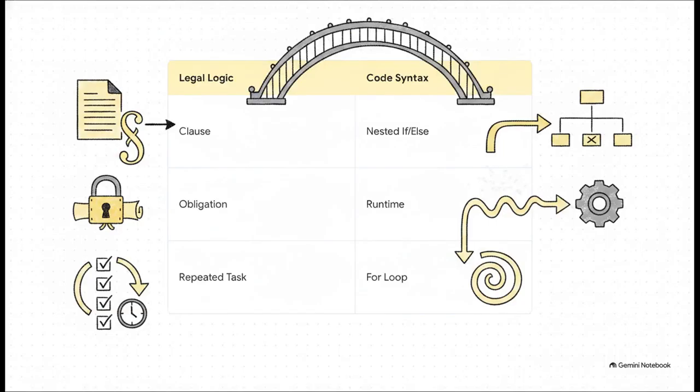Let's look at how this builds a larger bridge between our two disciplines. Notice how legal formats actually map perfectly to strict machinery, a standard clause and subclause format. That translates directly to nested if-else logic. A contractual obligation translates to a software runtime. And what about when a contract requires a party to perform repeated, recurrent tasks? Well, in computational syntax, those become for loops, explicitly automating that repetition. It's the same logic, just a different vocabulary.